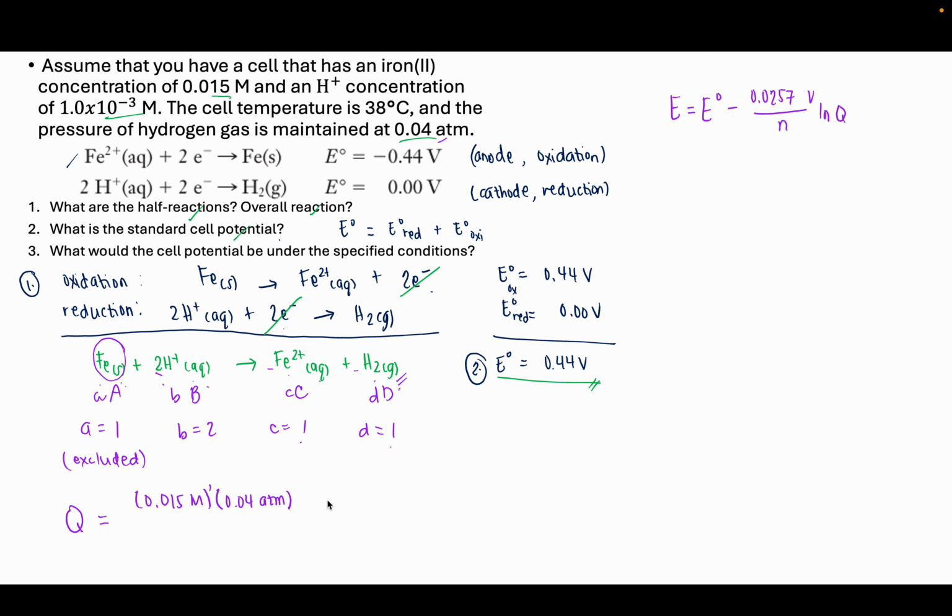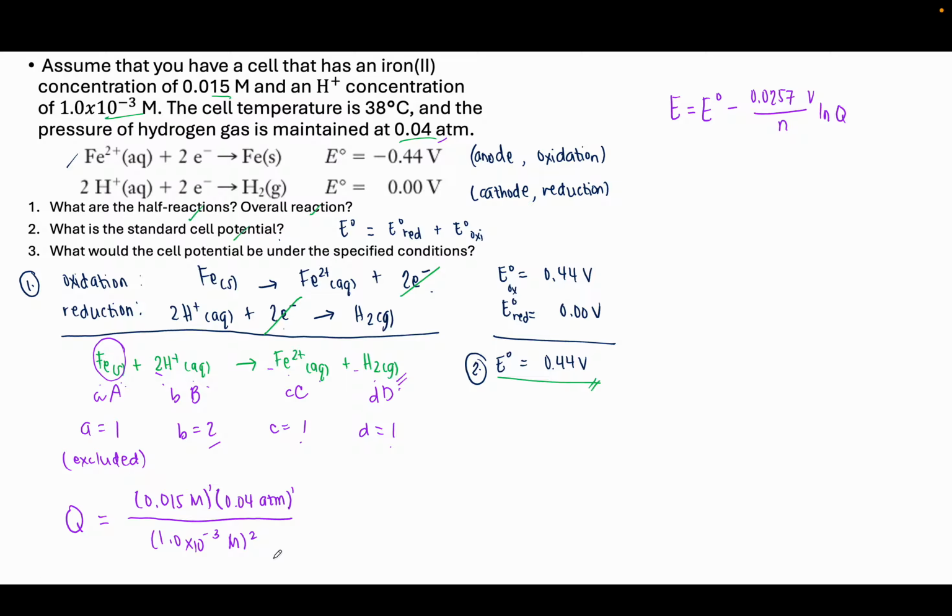You may write here 1, there's a delay, right? That's understood as 1. All over, A is excluded. So we have here the concentration of hydrogen ion, 1 times 10 to the negative 3 molar, then squared. So this is our Q. This is how our reaction quotient looks like. Now, let's calculate the cell potential.